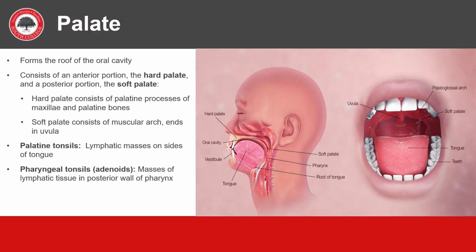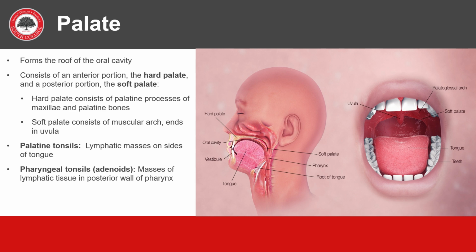If you think of the mouth as a room, then the palate forms the roof of the mouth, while the cheeks are the walls on either side of you. The palate has a hard and soft portion. The hard palate contains bone, specifically that of the processes of the maxilla and palatine bones. The soft palate is just tissue and is made up of the muscular arch and ends at the uvula.